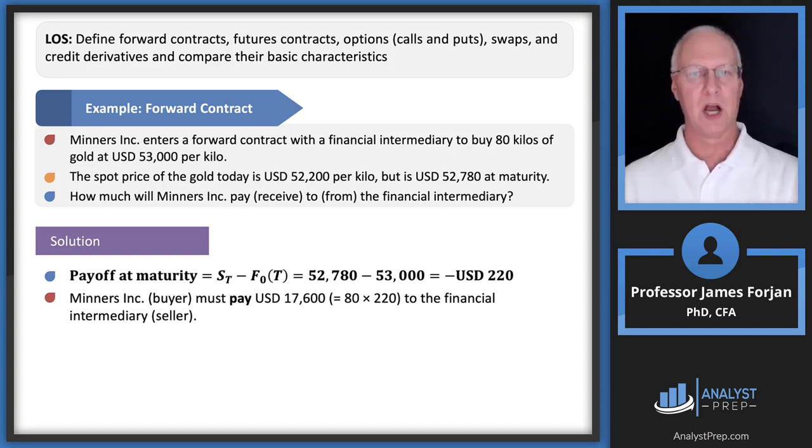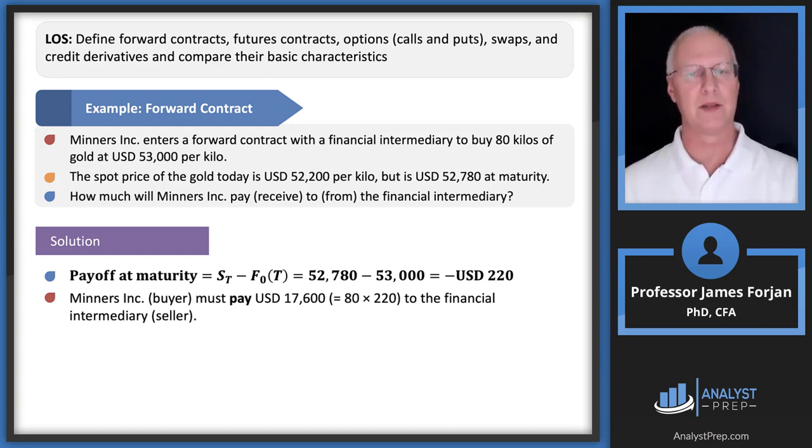So notice after the comma, what we've put is that the spot price of gold at the maturity date of the contract is $52,780. So remember, you agreed to buy, so you were long, so you benefit if prices rise. I agreed to sell on the short position, so I benefit if prices fall. So notice that teardrop question: how much will Minners pay or receive to or from the financial intermediary?